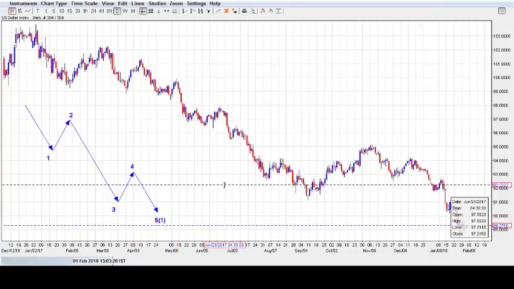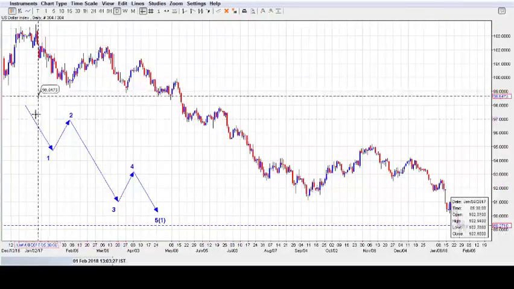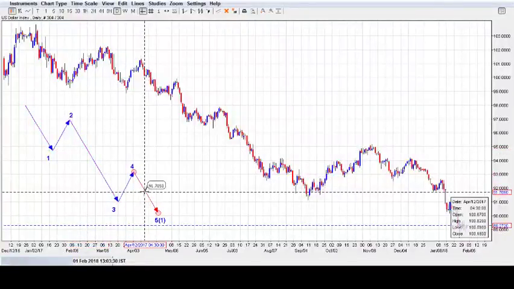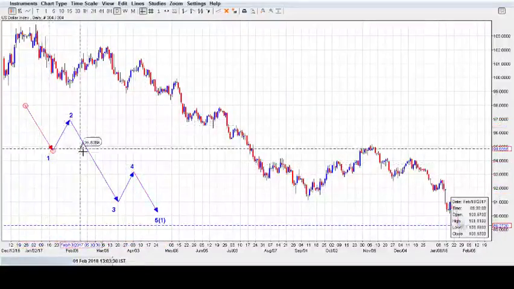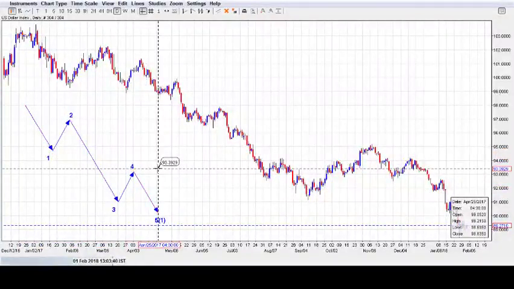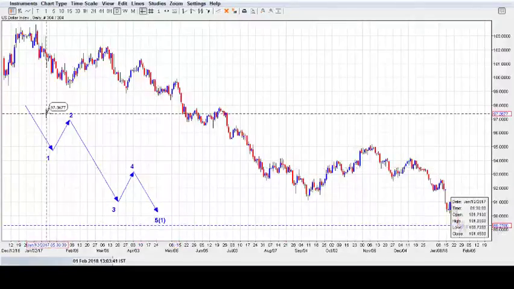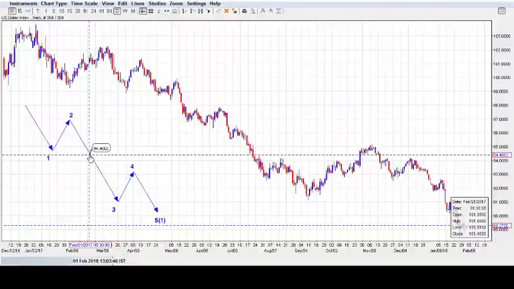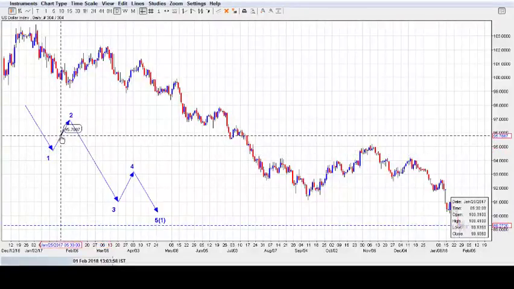Quick rules or guidelines. Waves 1, 3, and 5, I repeat, waves 1, 3, and 5, are also motive waves. What it means is 1, 3, and 5 unfold into 5 waves, and most probably the third wave unfolds as an impulse itself. That's the first guideline you would want to remember.